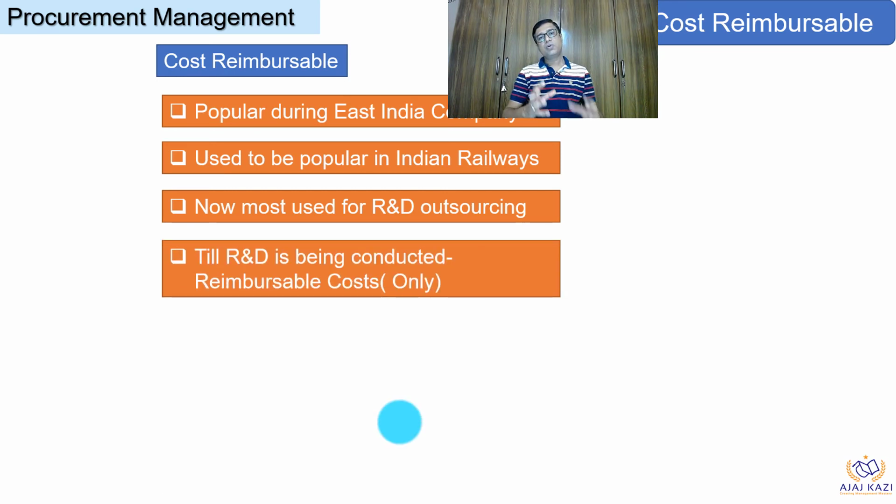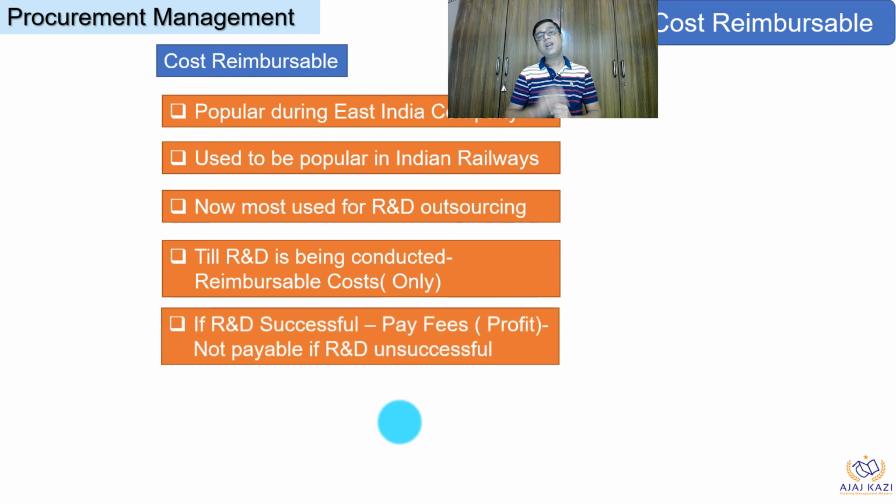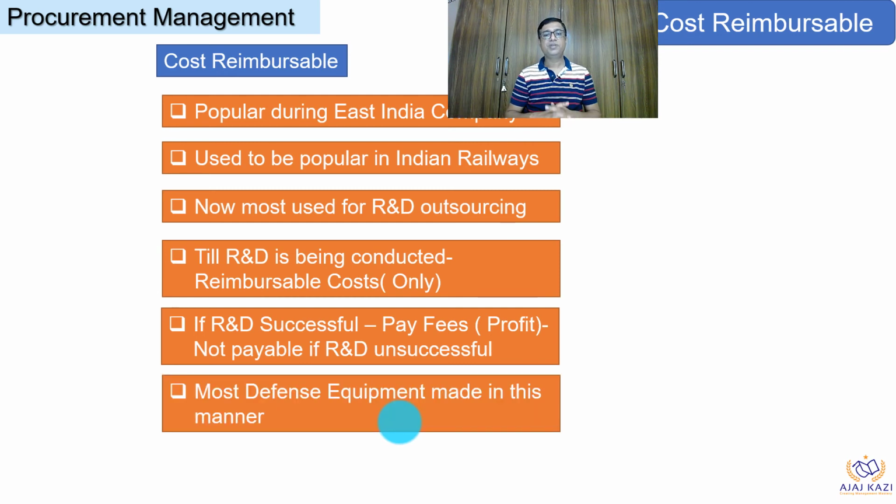Suppose an order is given to do some kind of R&D. What they do, the cost required for R&D is given by the customer to the vendor. The profit element doesn't come here. That's how it works. If R&D is successful, then the profit or the fees, which is beyond the cost, is paid to the vendor in different forms. We look at how it happens. But if it is not, then the vendor has to only book the cost and go away. No profit.